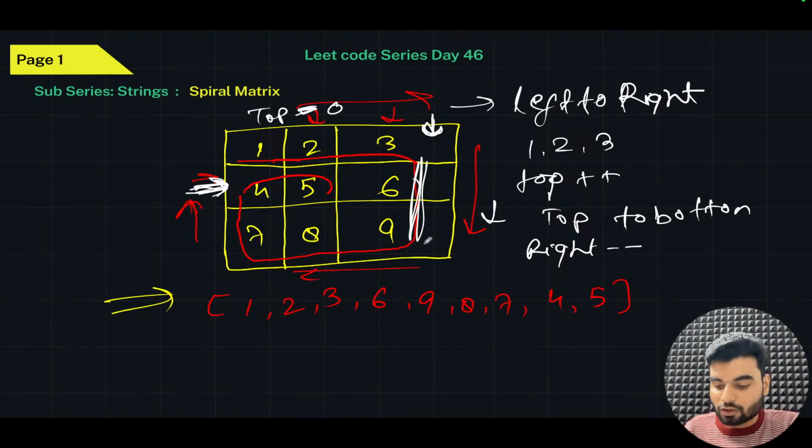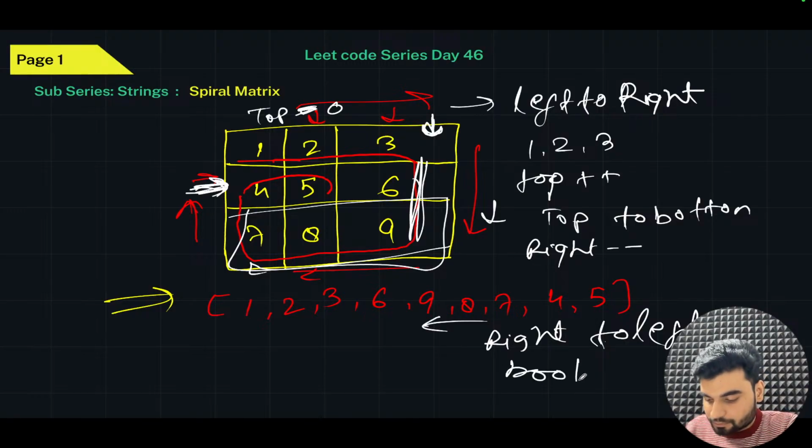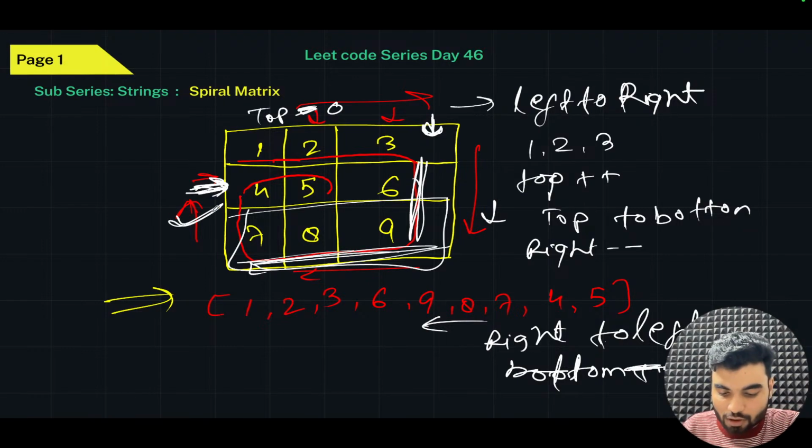Once the right has been done, then you need to iterate right to left. Yes or no? Right to left. Once you are doing right to left, you need to reduce what? This bottom. Look at this: right to left is covering the bottom. The bottom should be reduced by 1. Bottom minus minus, reducing by 1, because right now bottom is pointing to the last values, this last row. Now bottom will point to this.